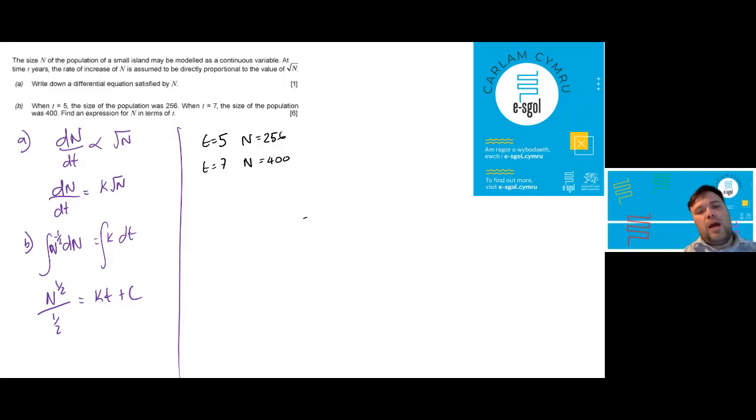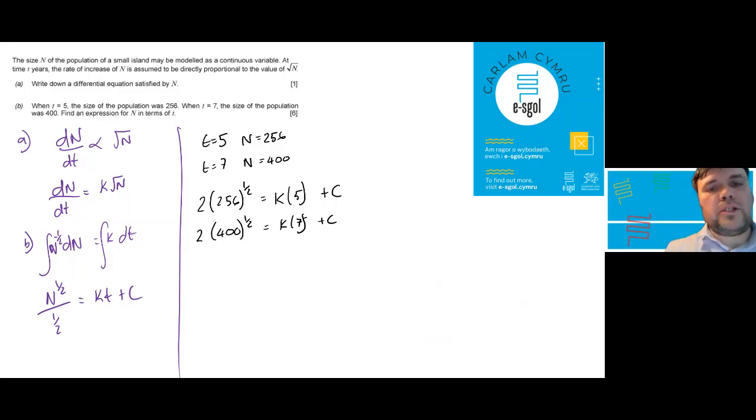This is saying 2. So for the number 1, it's going to be 2 times 256 to the half equals k, and then times t, which is 5 plus c. And then for the other one is going to be 2 times 400 to the half, which is k7 plus c. So what you end up is 2 simultaneous equations. The square root of 256 is 16, and the square root of 400 is 20.